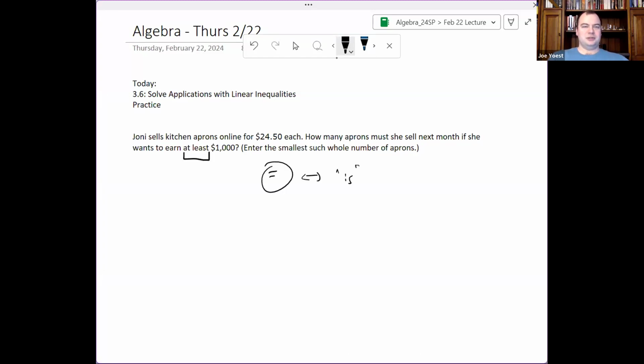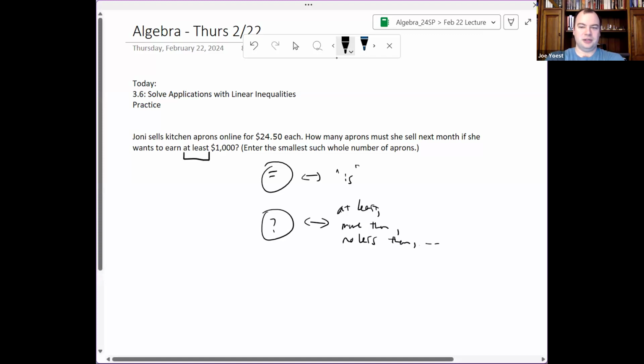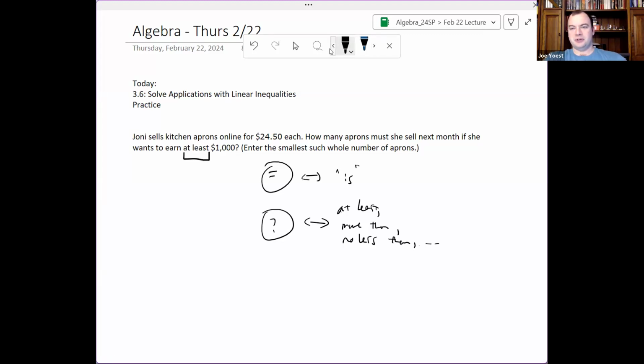For inequalities, the grammar can be a little bit more complicated. We can have things like at least, more than, no less than, or at most, or less than, or no more than. So we have to be a little more careful what these correspond to. We don't just have one kind of Q word that we're looking for. We have several. So we have to be a little bit more aware of the context and what's going on.